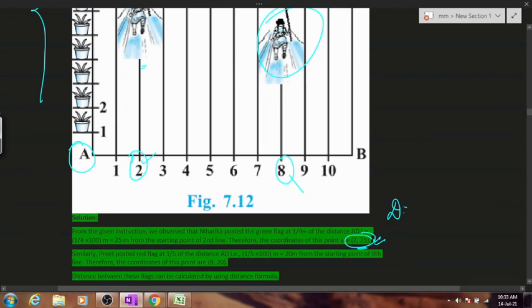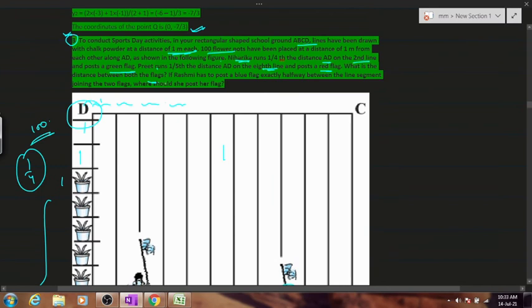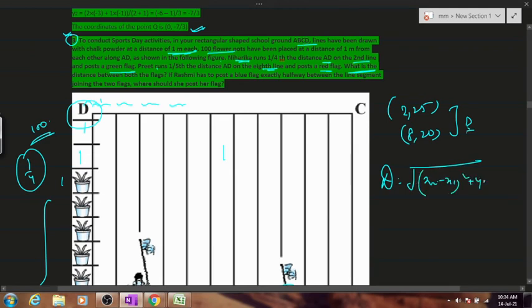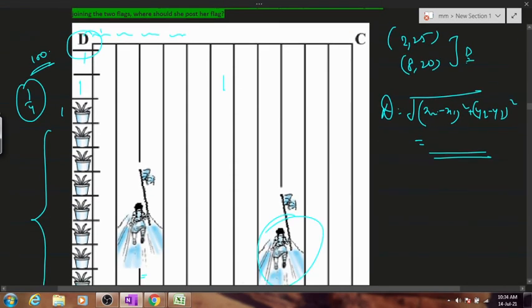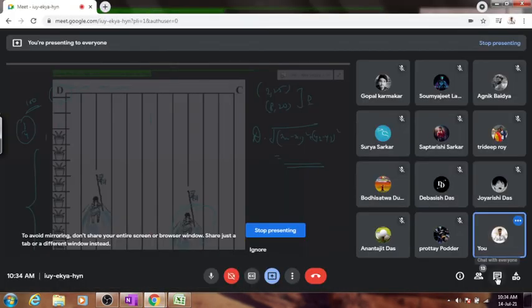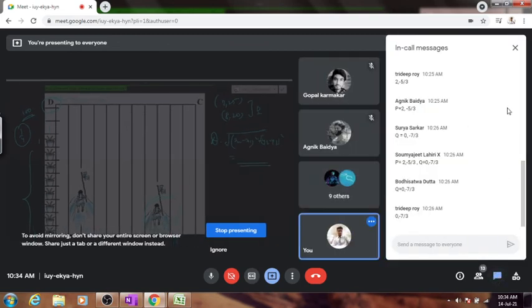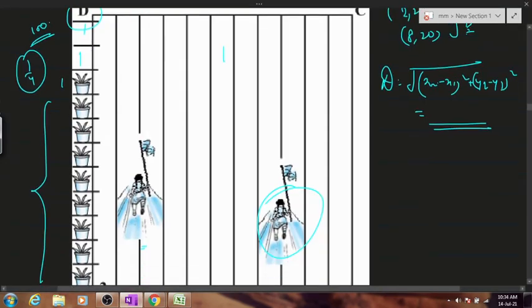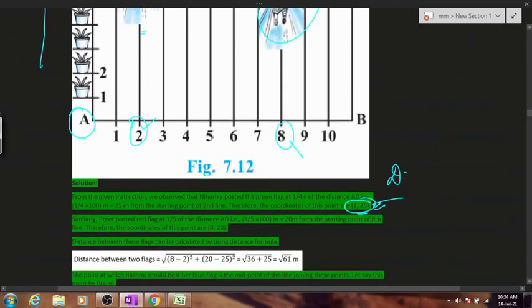You've just been asked to calculate the distance between the two flags, right? So see, what is the distance between both the flags? It's simple: (2, 25) and (8, 20). I hope people remember the formula: (x2 minus x1) whole square plus (y2 minus y1) whole square. Yes or no? Tell me the distance. The distance is root 61. How many have got root 61? Very good.